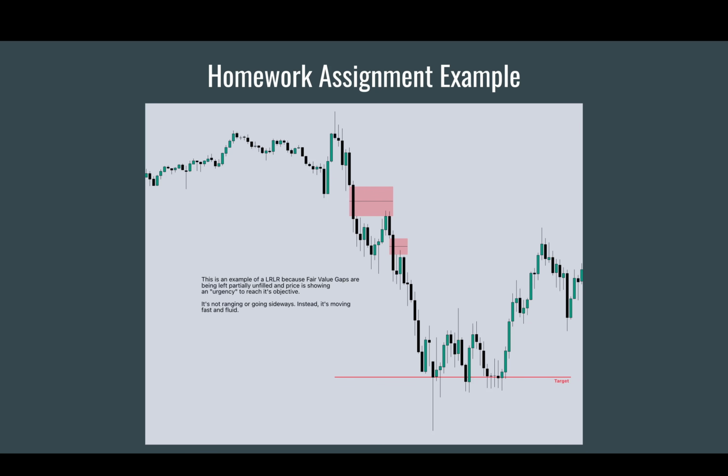All right, and here's a quick example of the homework assignment. This is what you should be doing in your charts. So here's an example of a low resistance liquidity run, and I have the text here. This is an example of a low resistance liquidity run because fair value gaps are being left partially unfilled and price is showing an urgency to reach its objective. It's not ranging or going sideways. Instead, it's moving fast and fluid. Okay, that is the definition of a low resistance market. So I need 2 examples of these and 2 examples of a high resistance market condition.